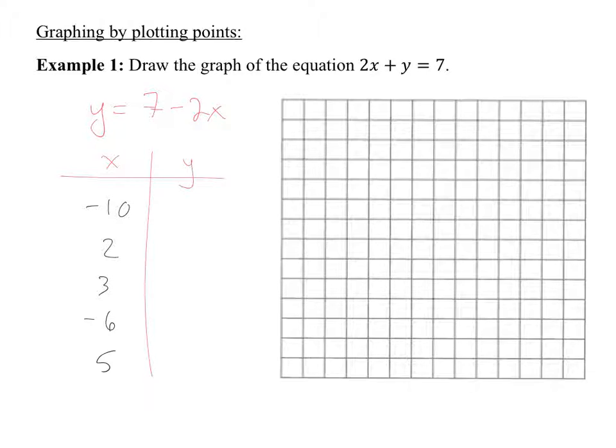Now, the corresponding y values, we simply plug in the x value. Negative 10 plugged in here makes this positive 20, and 7 gives us 27. Plugging a 2 in gives us 3. Go ahead, Ash, you got it? Plug a 3 in gives us, plug a negative 6 in gives us 19, and a 5? 93. Good. Okay, those are our 5 coordinates.